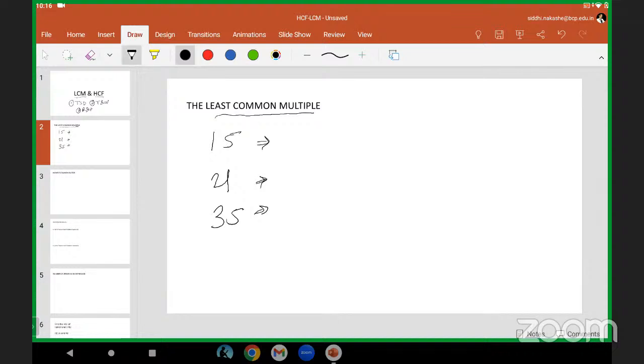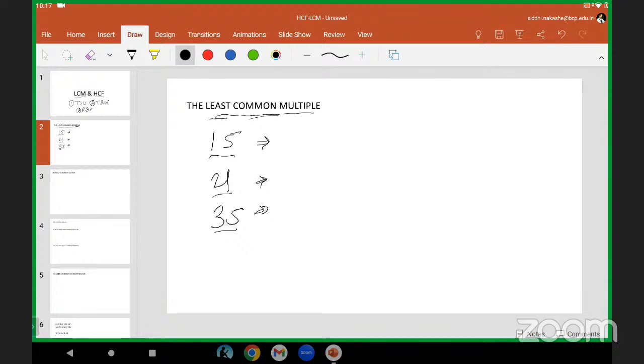which is common to 15, 21, and 35, and it has to be the least common. So that means when these numbers are put into the table, we find a number which is a multiple of all these three numbers, and it will be the first number that is a multiple of all of them. That's why we say it's the least common multiple.